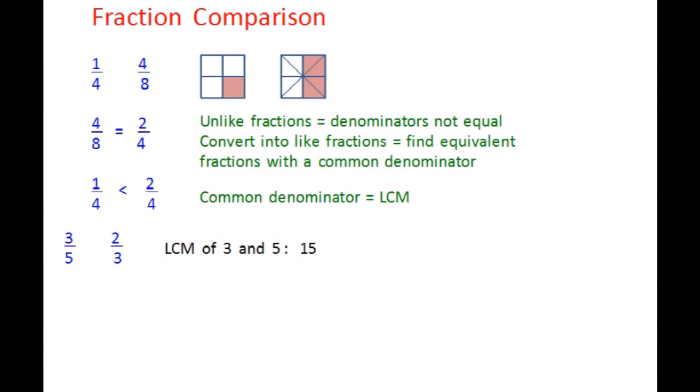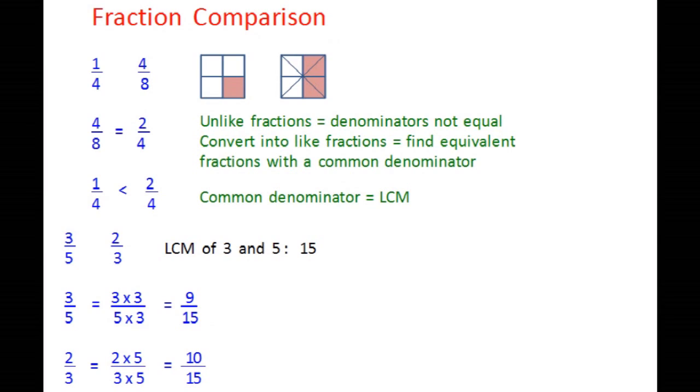So for 3 over 5, what we do is that we know that the LCM is 15. So we want to convert the denominator to 15. So we multiply the denominator by 3. Since we multiply the denominator by 3, to make it 5 multiplied by 3 equal to 15, we should multiply the numerator also by 3. So the numerator becomes 3 multiplied by 3 equal to 9.